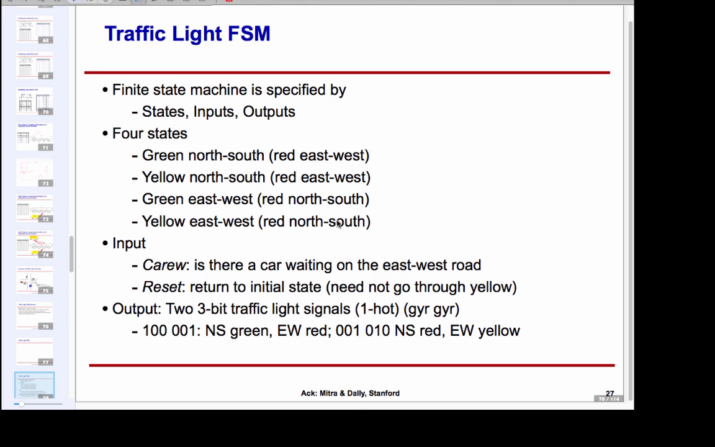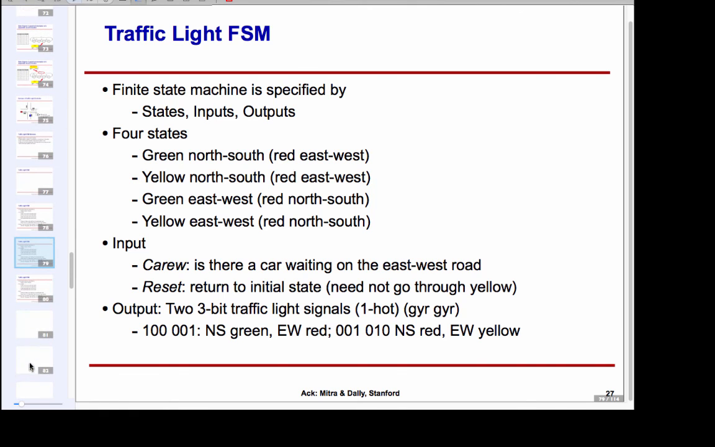What are our outputs? I have to control 6 lights, so I have 2 3-bit signals. I'm controlling the lights in a one-hot way. So I have 6 signals controlling green, yellow, red for east-west and green, yellow, red for north-south. The first triplet is for north-south, the second for east-west. So you can think of a 6-bit output, and 1 0 0 0 0 1 would mean north-south is green and east-west is red, and so forth. So that's the setting, and we have now decided there are 4 states.